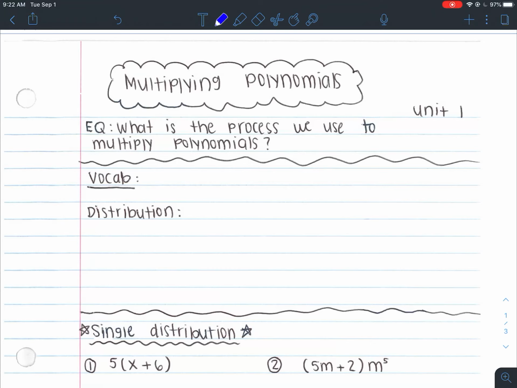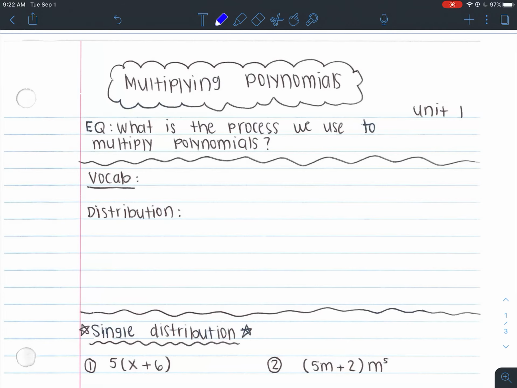So in the previous lesson, we learned how to add and subtract polynomials. So we were combining like terms, adding and subtracting those terms together to simplify them and condense them down. We are multiplying today, so it is a little bit of a different mindset, but we still need to know how to combine like terms and all of that, but we are going to be multiplying today.